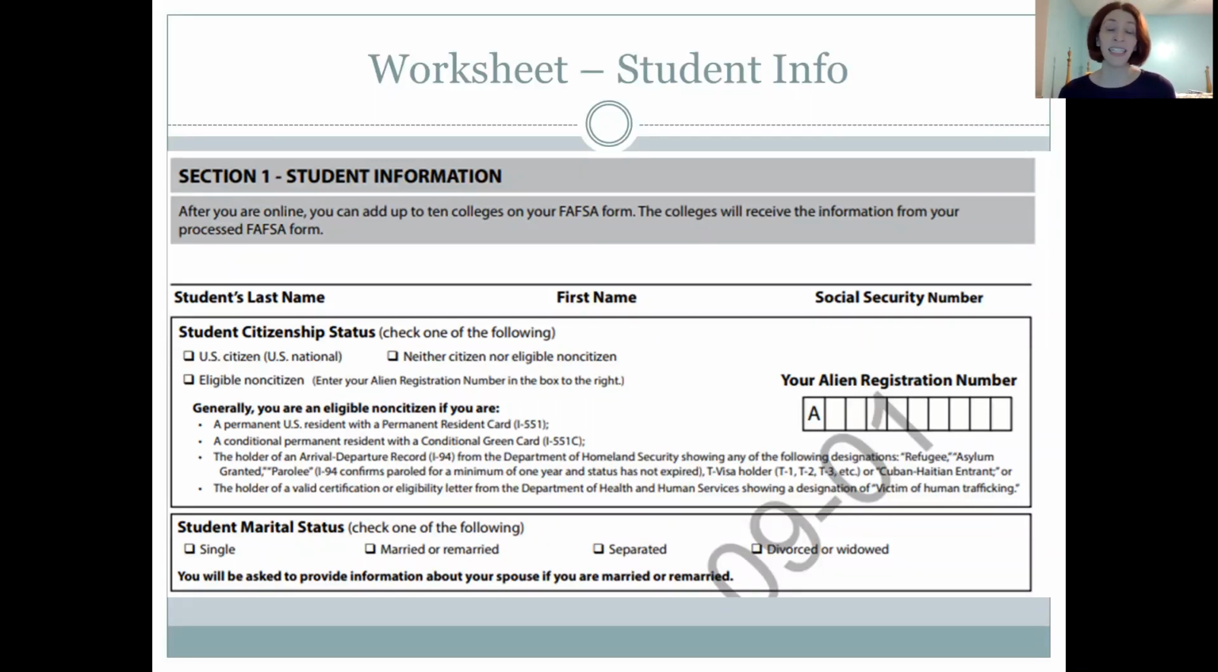It will ask the citizenship status of the student. In order to be eligible for any federal aid, the student does have to be either a U.S. citizen or an eligible non-citizen, like a permanent resident. International students, Canadians, may not be eligible for this. So it'll ask that information, and then it's also going to ask if the student is single, married, separated, divorced. Of course, coming from high school, most times they are just single.